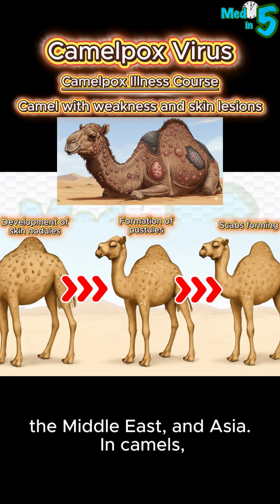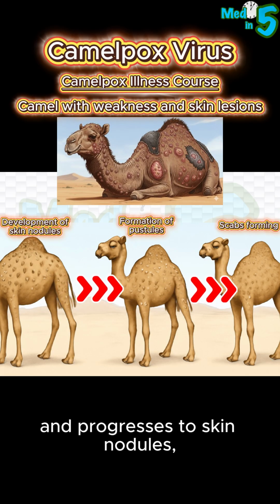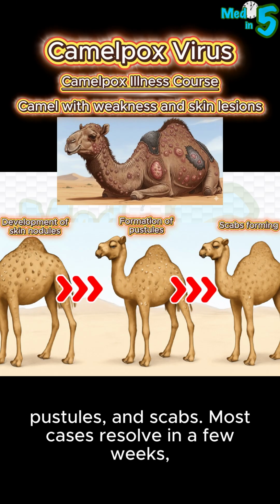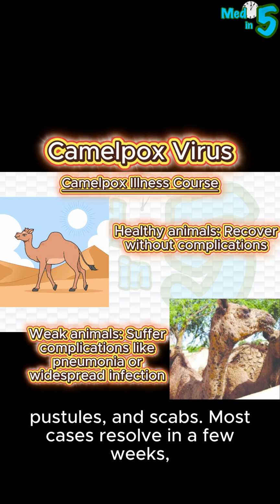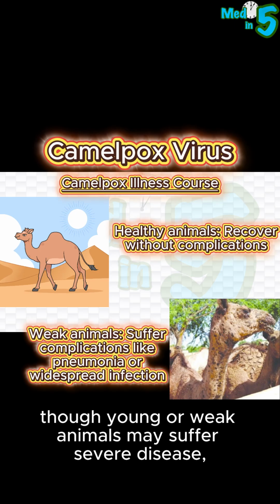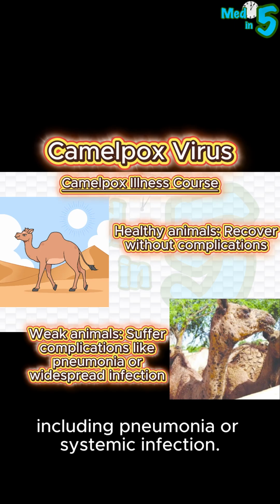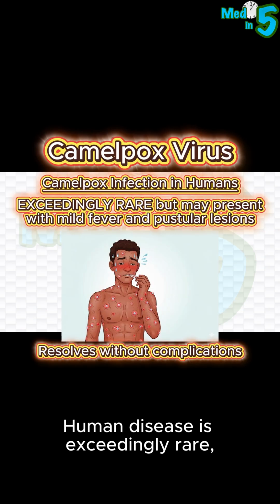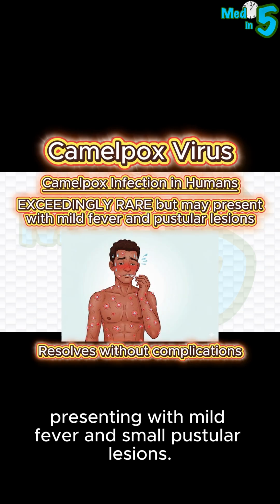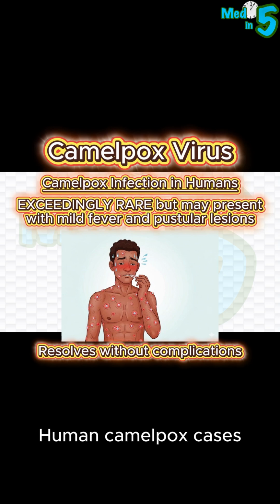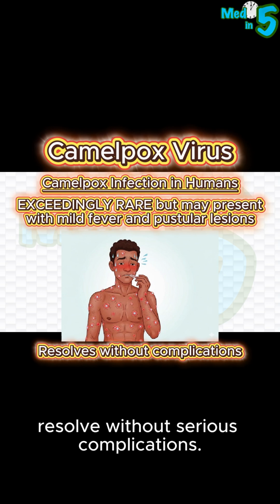In camels, the illness begins with fever and progresses to skin nodules, pustules, and scabs. Most cases resolve in a few weeks, though young or weak animals may suffer severe disease, including pneumonia or systemic infection. Human disease is exceedingly rare, typically presenting with mild fever and small pustular lesions. Human camelpox cases resolve without serious complications.